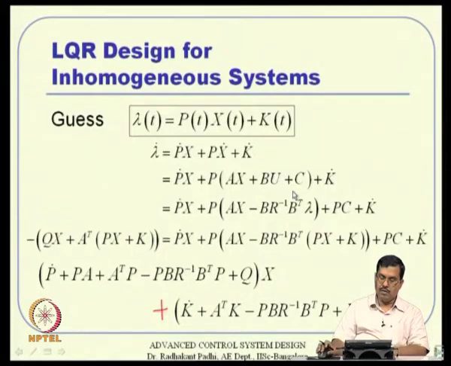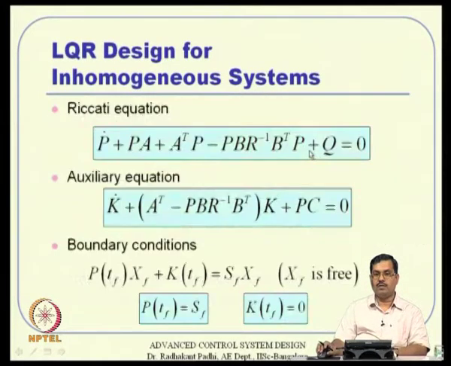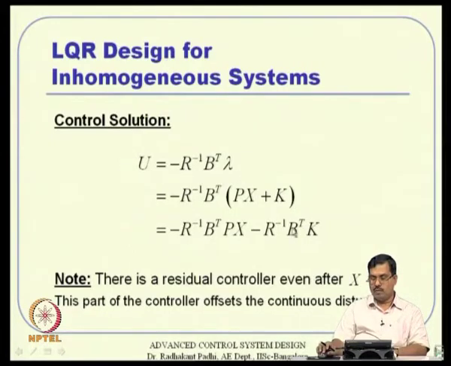Then you are ready to apply the controller, because lambda of t after that is like this, and u is equal to minus R inverse B transpose lambda, where lambda is known to us. That is what I am doing here. The control solution turns out to be like that, and if you see carefully, this U has a proportional term like an LQR controller before, but it has a bias term also basically. So, there is a residual controller which will naturally remain even after x goes to 0, and this residual controller part tries to offset the continuous disturbance C, that is the meaning actually. So, that is the way to handle this.